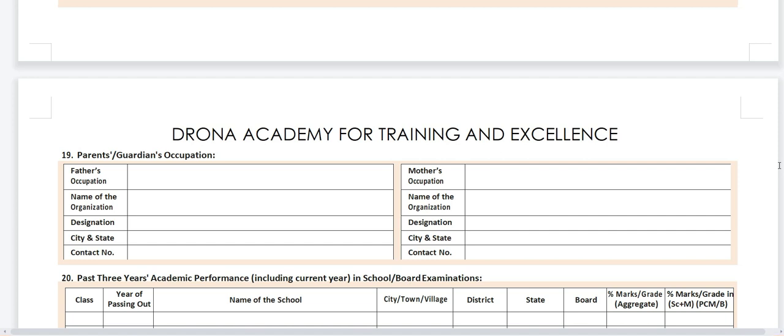Now, when we move to point 19, you have to write the father's occupation and the name of the organization, if they are working or having a job. The designation means the post they are currently at, and city and state, that will be Ratlam and Madhya Pradesh for most of the students, and the contact number of your father that you have already provided in the upper column. You can just write the same number here. When we come to the mother's occupation, you can just write housewife if she is currently a housewife, and the name of the organization will be left blank, designation will be left blank, city and state, contact number, the same thing will be followed.